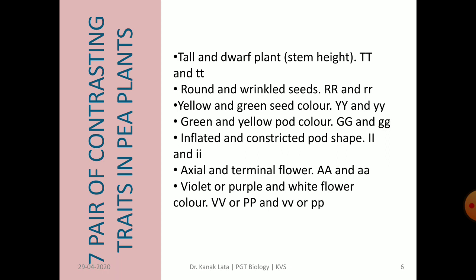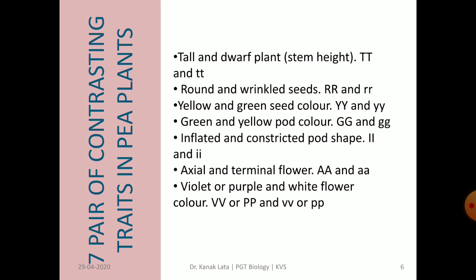Third is yellow and green seed color. Yellow seed color is dominant, whereas green seed color is recessive, denoted by capital Y and small y respectively. Next is green and yellow pod color. Here green pod color is dominant, denoted by capital G, and yellow pod color is recessive, denoted by small g.